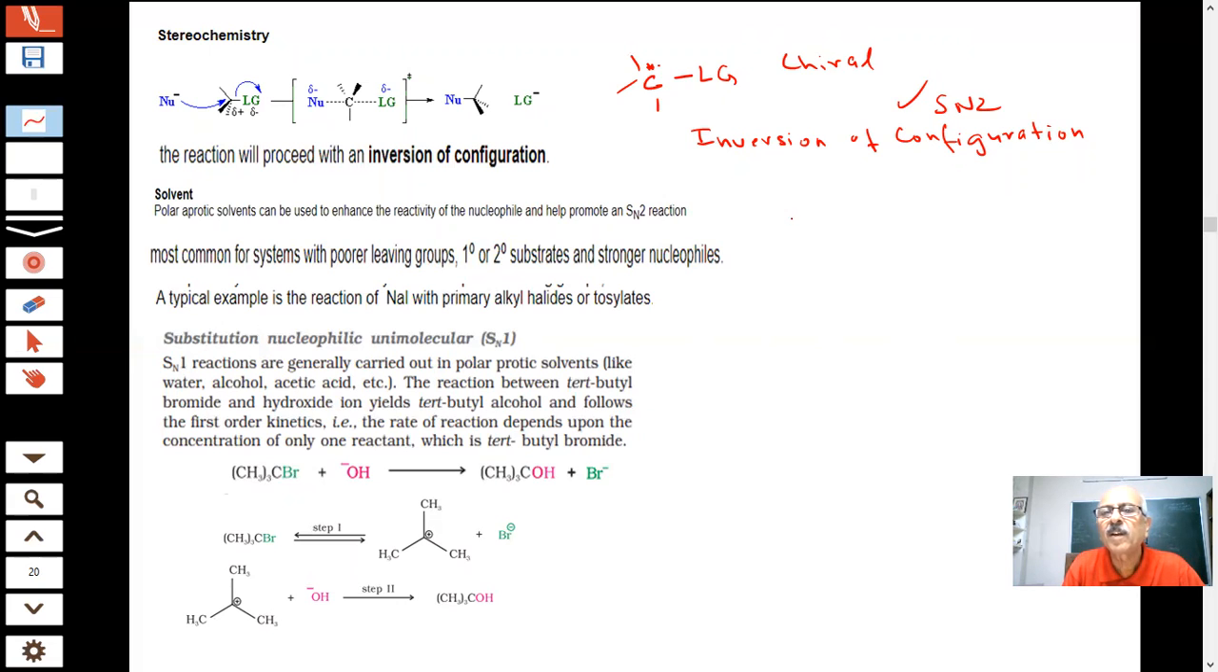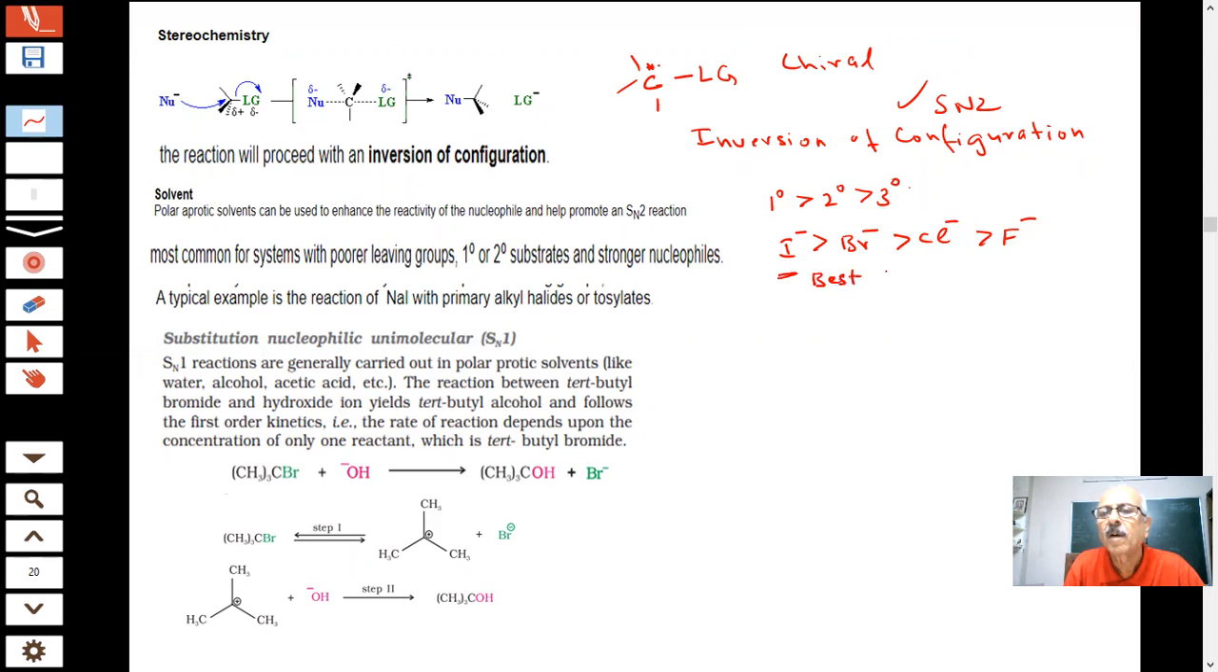Which group is leaving? We will see the nucleophile attacking and the leaving group leaves. And we have seen the order of reactivity: 1 degree more than 2 degree, more than 3 degree. And if I see the order of the leaving group, you will find I minus is a better leaving group than Br minus, then Cl minus, then F minus. This is the best leaving group.